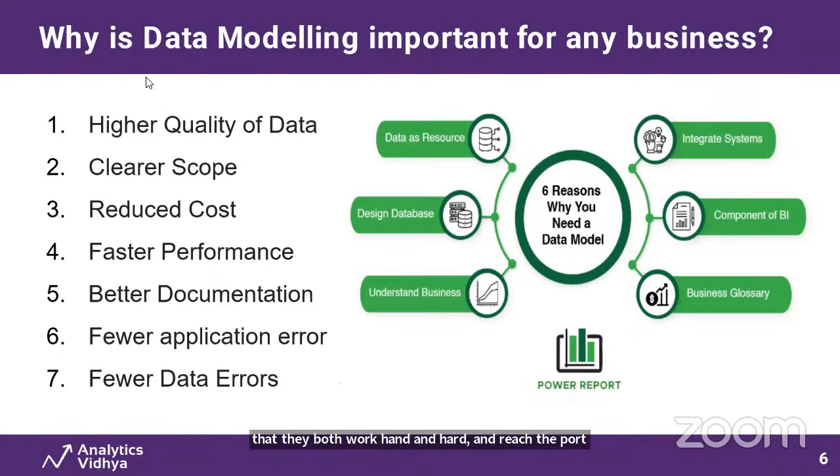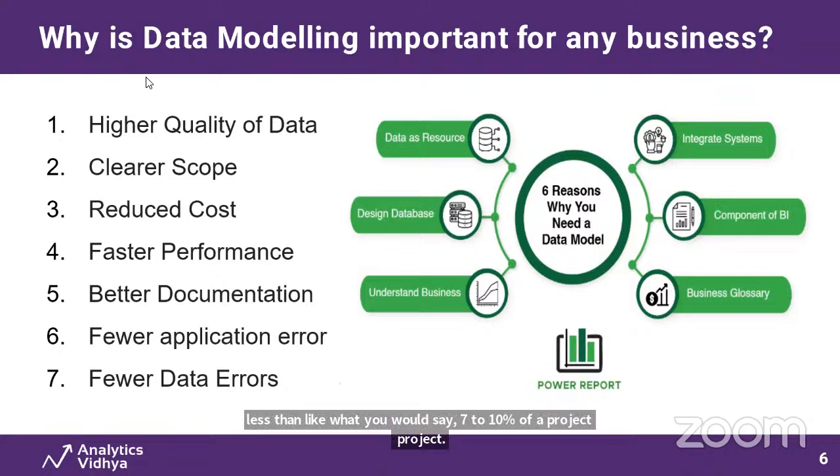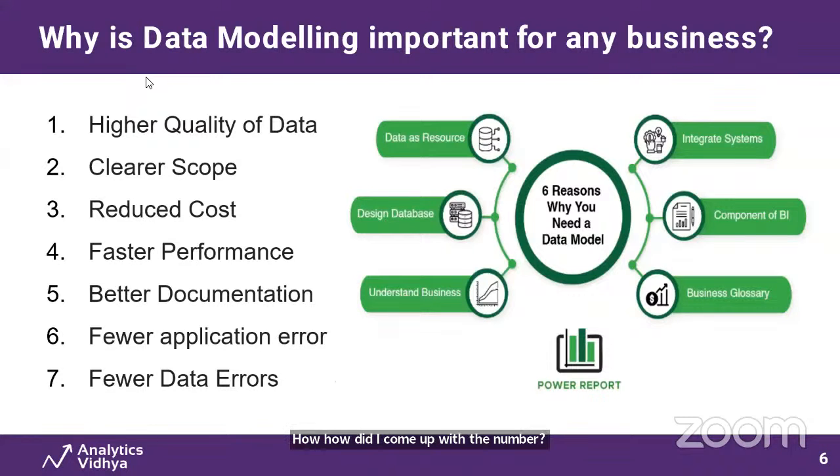Third is reduced cost. So you can build applications at lower cost via data models. Data models typically consume less than, say, 7 to 10% of a project budget, but they can reduce 65 to 75% of the budget that is devoted to programming. How did I come up with the number? If you have a proper data model, you can catch the errors and oversights early when they are easy to fix. This is better than fixing errors once the software has been written, or even worse yet. So that is how you can reduce the cost on development efforts.